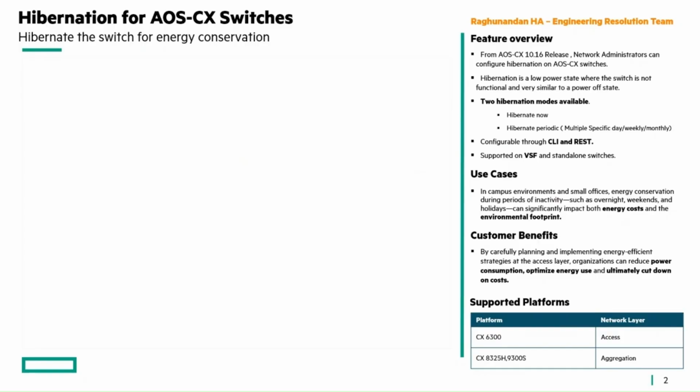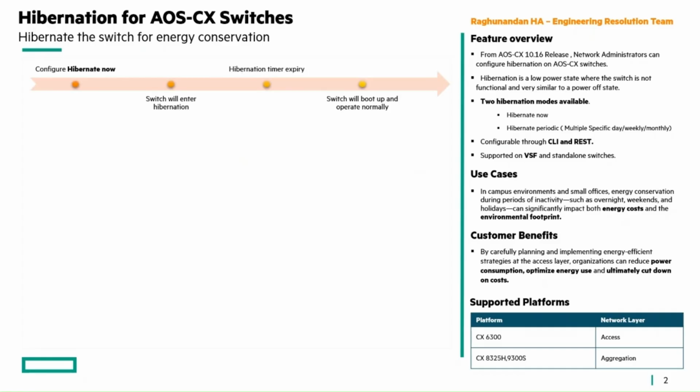So with the initial release of 10.16, two hibernation modes are supported and configurable. That is hibernation now and hibernation periodic. Periodic means you can configure or schedule the hibernation on multiple specific days, or weekly, or monthly, or weekends, etc. So let's see them one by one in detail.